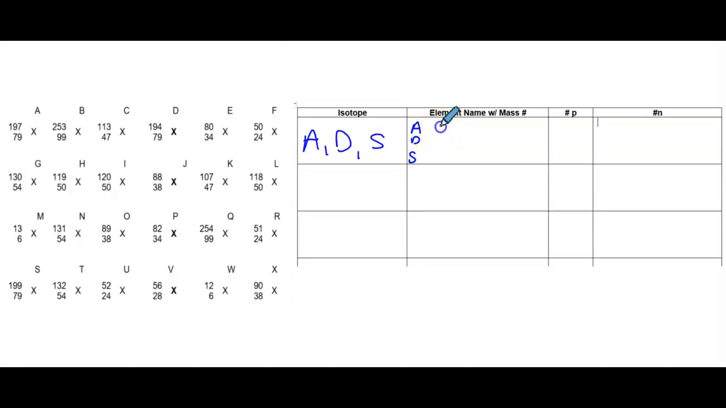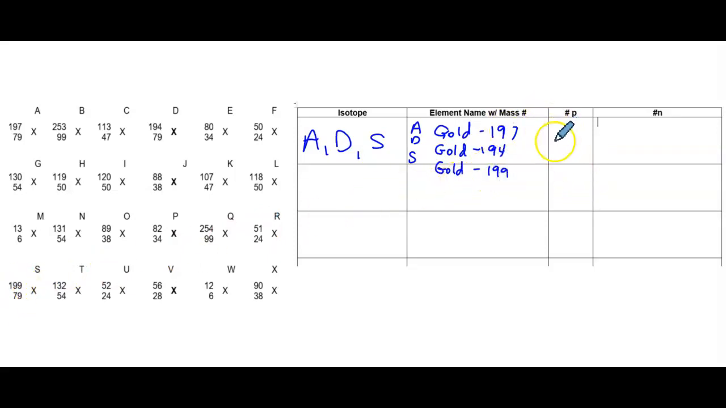So then this is going to be gold dash 197, because remember the number after the dash is the mass number. So you write the symbol or the element name, dash, and that's your mass number. This one is gold, so D is gold 194, and S is gold 199.